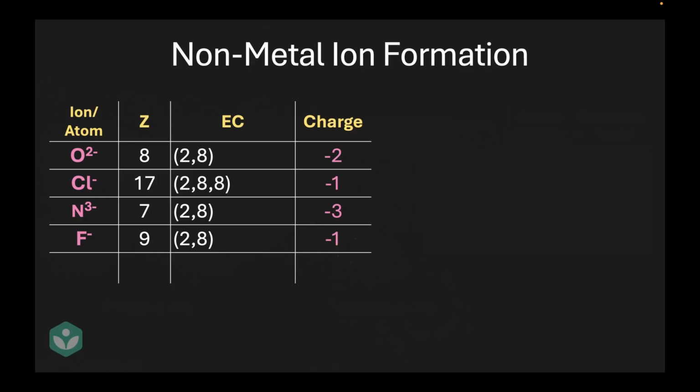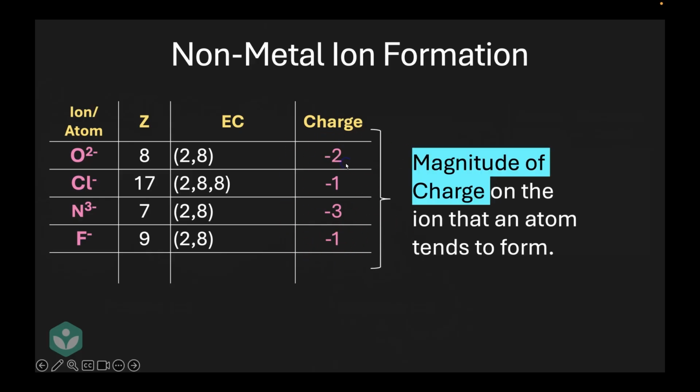If you notice the magnitude of charge on each of these stable ions, the magnitude of charge on each of these stable ions tends to be equal to the valency exhibited by these particular atoms. Oxygen has a valency of 2, right? Fluorine has a valency of 1. Nitrogen has a valency of 3. Fluorine has a valency of 1, right? So it fits in perfectly just the way we saw for metals.